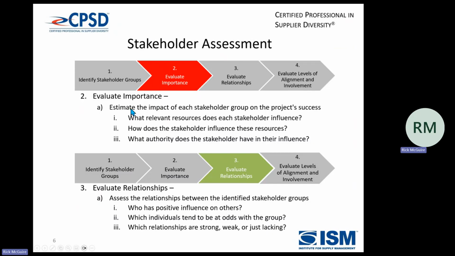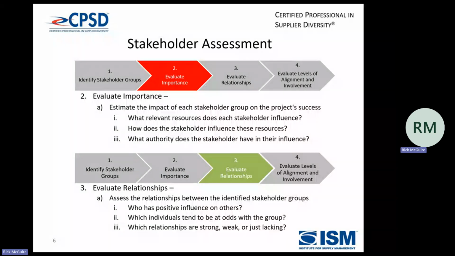Next, you evaluate the performance of the stakeholder groups. Estimate the impact of each stakeholder group on the project's success. How important are they to the project? How much can they affect the project? What relevant resources does each stakeholder influence? How does the stakeholder influence these resources? And what authority does the stakeholder have in the influence? So that's step 2, evaluating importance of each stakeholder group that you identified, step 1.